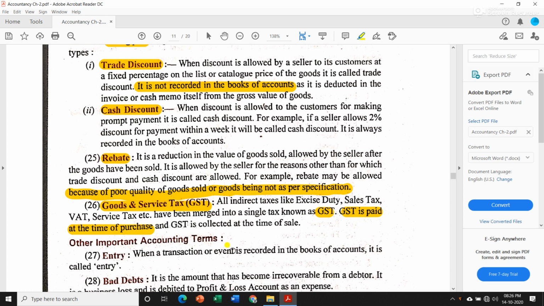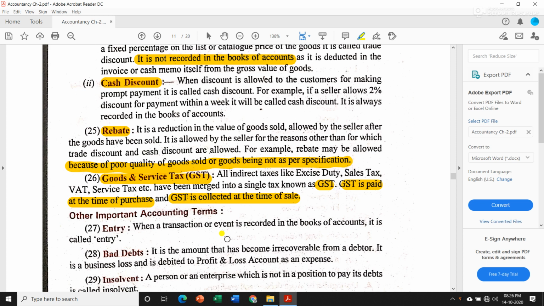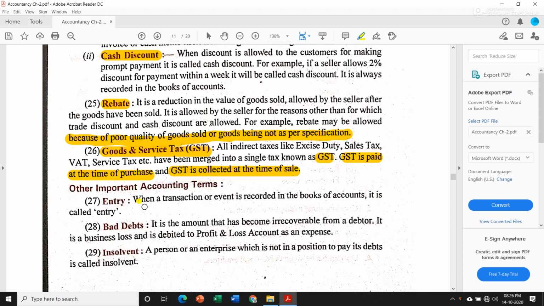Now as an individual customer or as owner of a business, when you purchase any goods, you pay GST, and when you sell any goods, that time you collect GST from the consumer. Okay, that you have to remember. Now these were the most important accounting terms, but there are some other accounting terms as well.